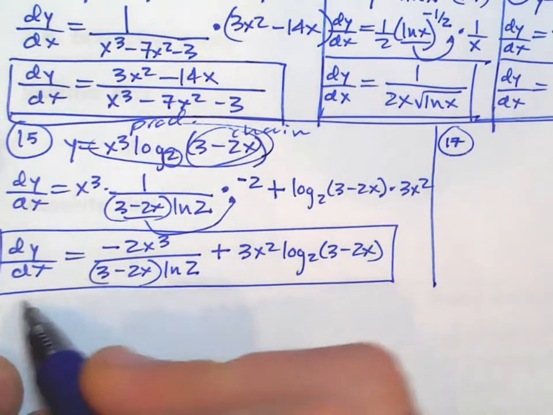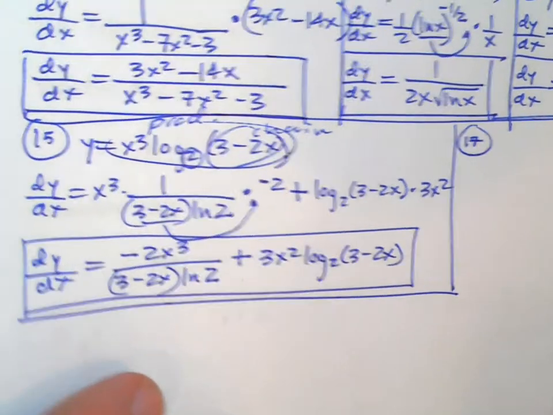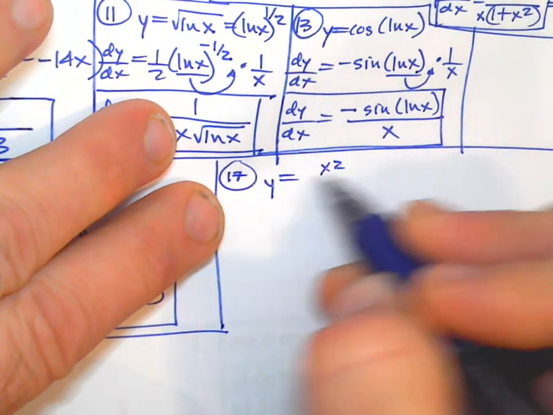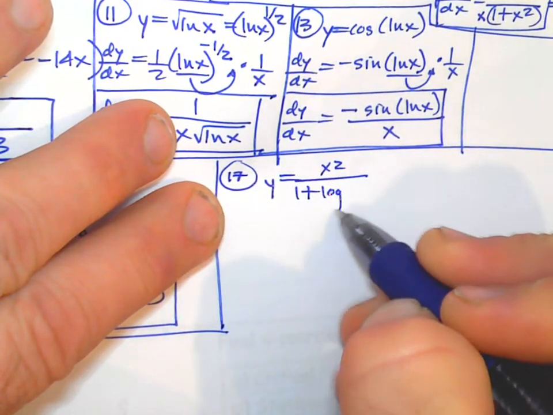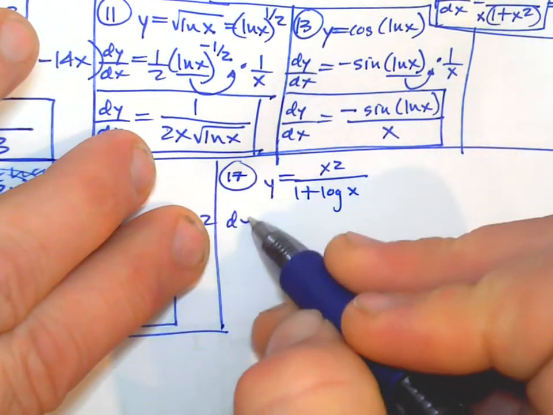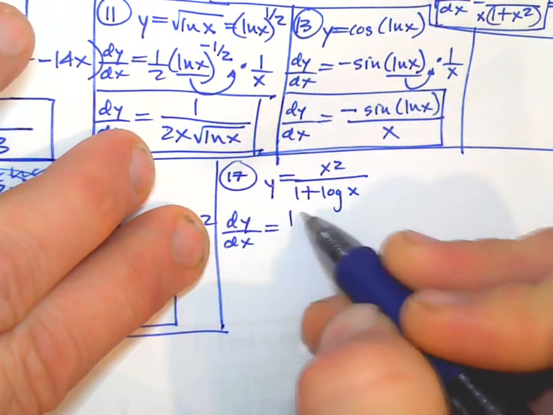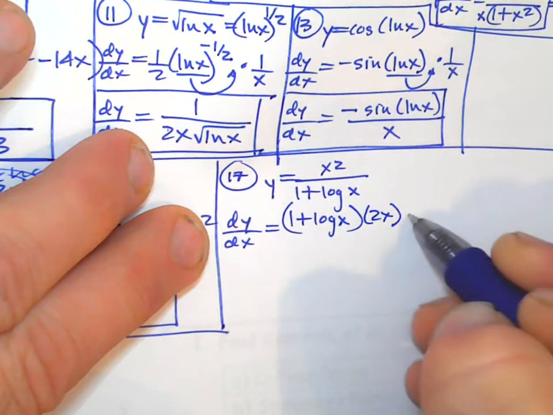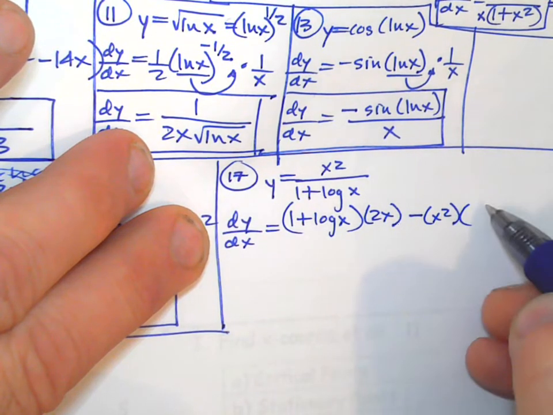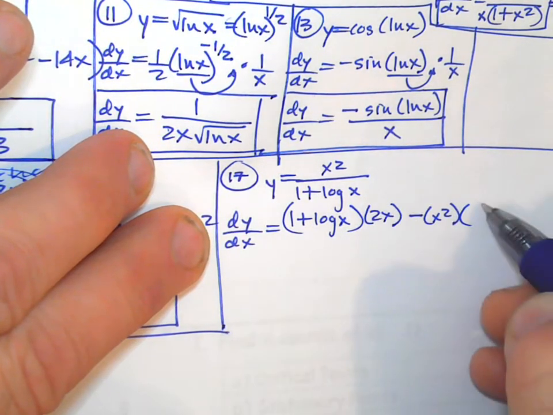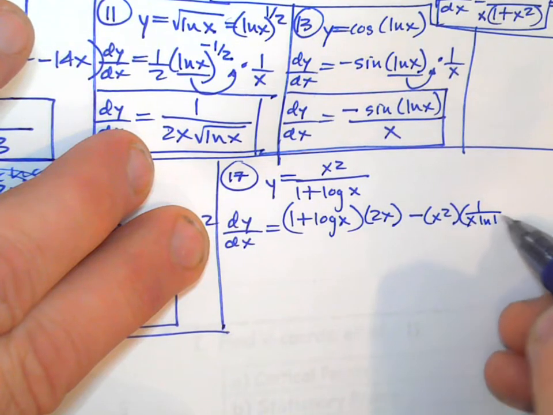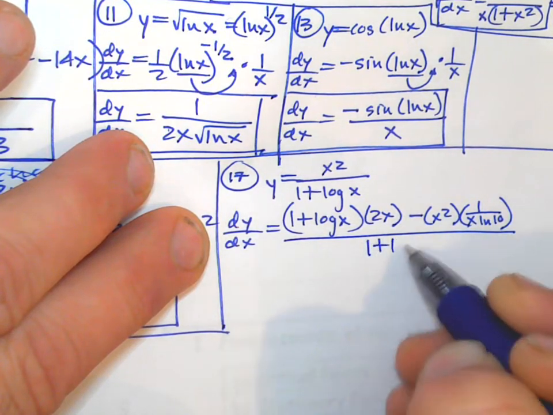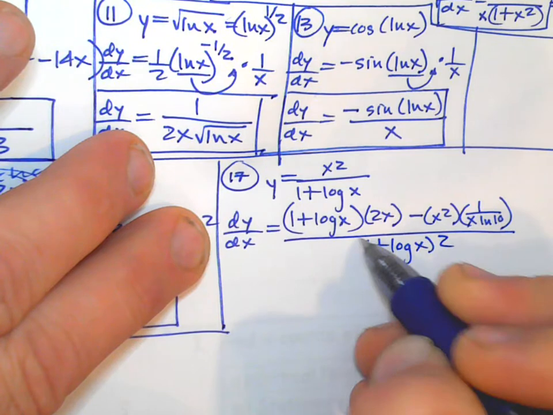Number 17. Y equals x squared over 1 plus log x. So we're going to have to do quotient rule on this one. Dy dx equals low d high minus high d low. Now log, that's base 10, so it's 1 over x, but then you need a natural log of 10. Low d high minus high d low all over low squared.